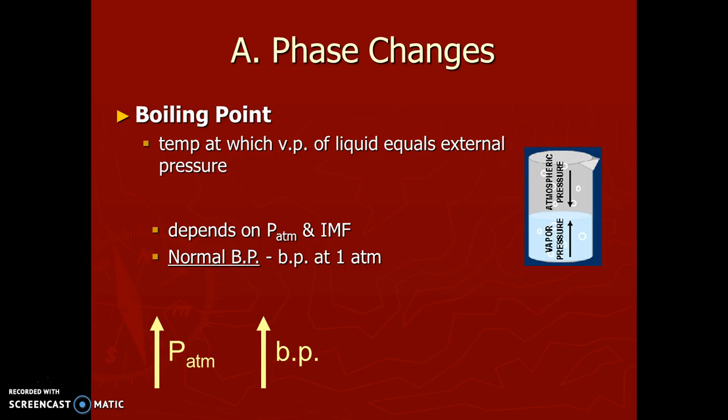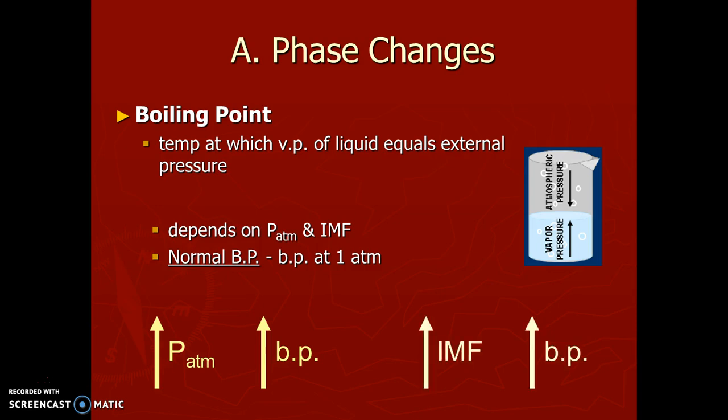So the boiling point is different at all points in the world, dependent upon the atmospheric pressure, dependent upon your elevation. Higher elevations, boiling point decreases. At sea level, the boiling point's a lot higher. And this 1 atmosphere of pressure is said to be the average atmospheric pressure at sea level. So as atmospheric pressure increases, the boiling point increases.